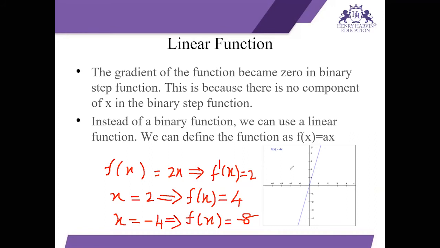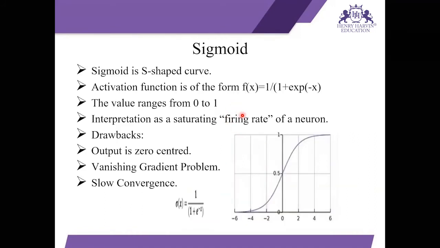So the linear function is ideal for simple tasks where interpretability is highly desired. The next activation function is the sigmoid function. It is an S-shaped curve of the form f(x) = 1 / (1 + e^(-x)). The value ranges from 0 to 1. Interpretation as a saturating firing rate of a neuron, right?